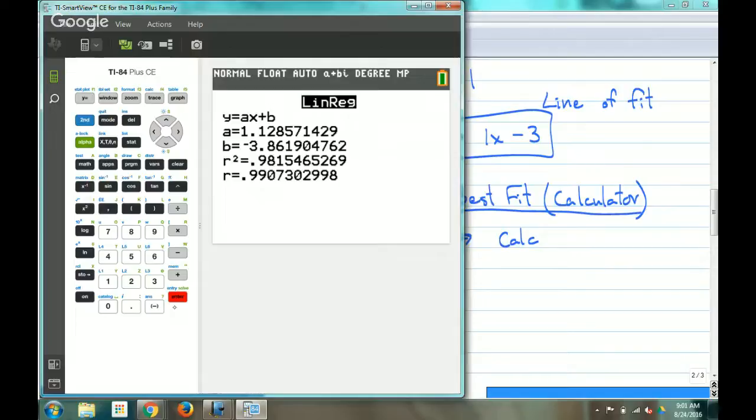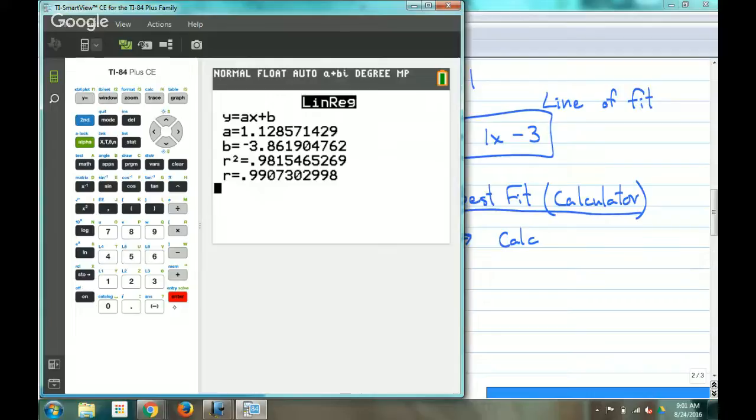The r squared, the closer that is to 1, the better it fits. 0.9815, that's really close to 1. So this is really going to fit real well when we look at this. The r value, that's your correlation coefficient, is what that's called. And the closer that is to positive 1, that's a positive relationship. This can be negative, and it'd be a negative relationship. That's going to help you with the slope and all that stuff.